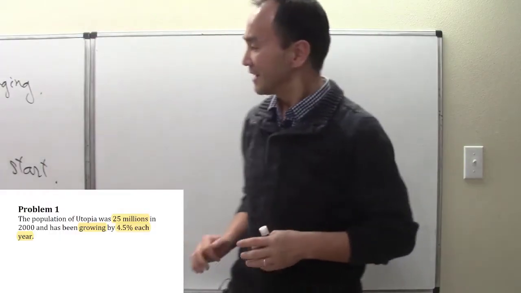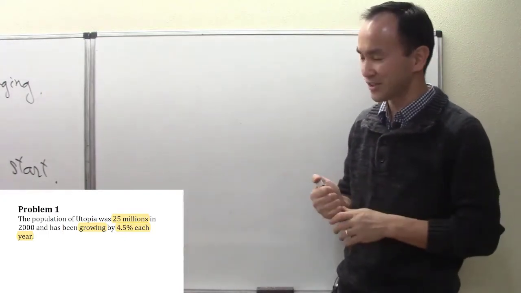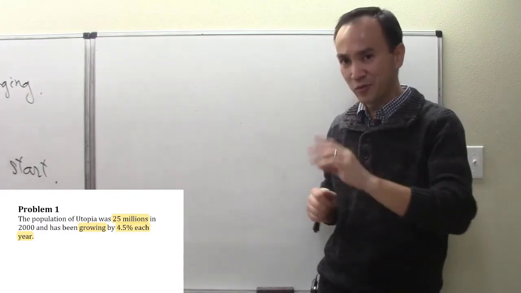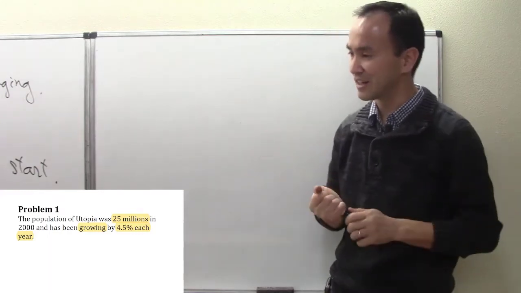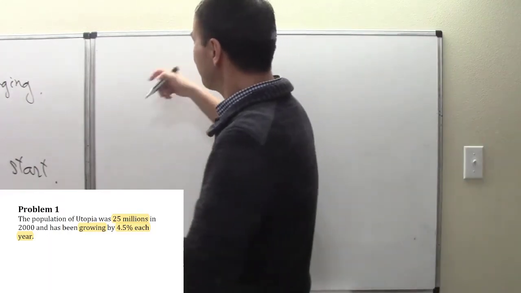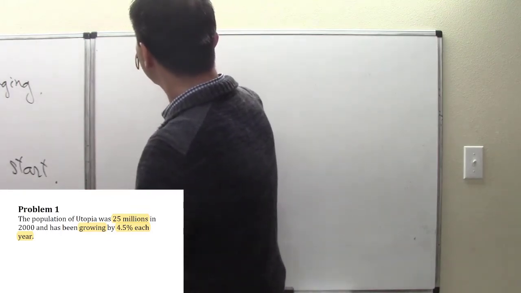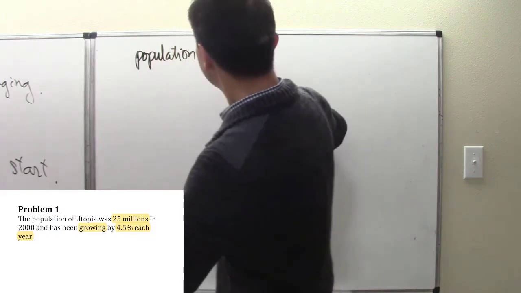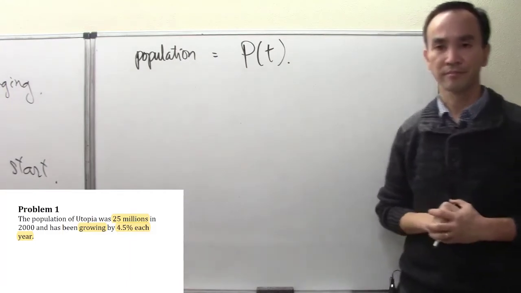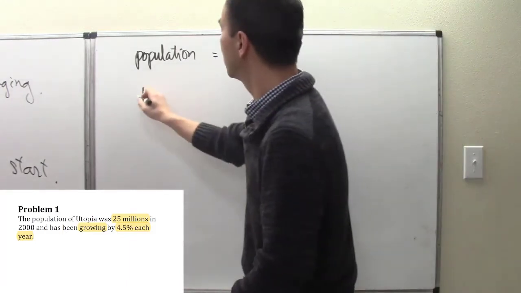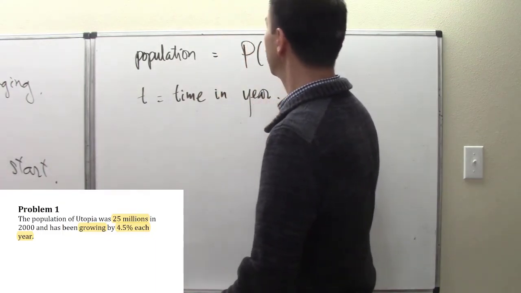Now I'm going to leave this information in the corner of the board, but let's align the highlighted information with those common characteristics that I listed on the other board. The quantity here is the population in the problem. Let's regard that as a function P of t, and t here is time in years.